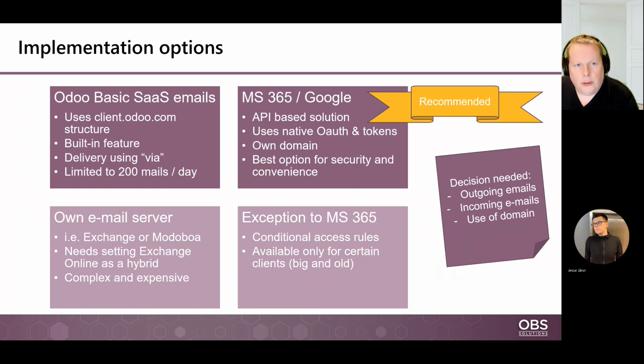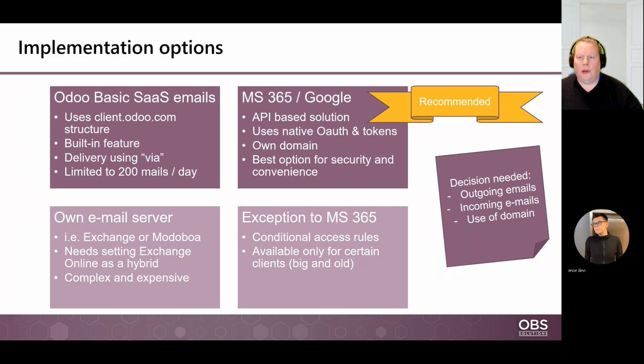But essentially, the first one is using the basic Odoo SaaS emails. So essentially, if you are having a client.odoo.com, then you can use the emails. They work as built-in, no additional configuration is needed. But there are a couple of limitations. First of all, the delivery is using the so-called via, or on-behalf-of technique. And there's a hard limit set by Odoo of 200 emails per day.